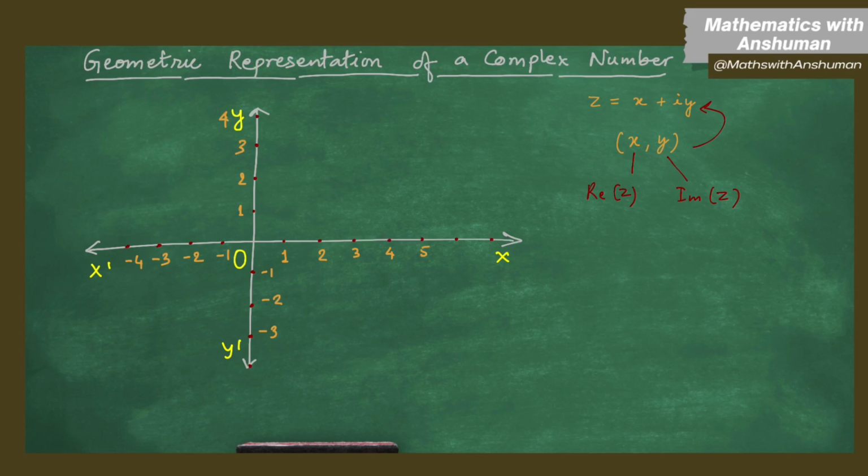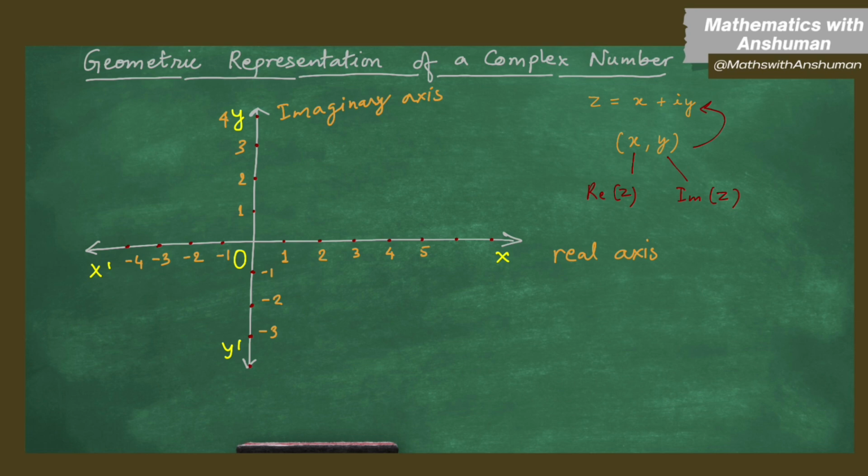Argand plane or Argand diagram is a coordinate system where the horizontal axis or the x-axis represents the real part of a complex number. That's why we can give the name to the x-axis as the real axis. And the vertical axis or the y-axis represents the imaginary part of the complex number. That's why we have a name for the y-axis as the imaginary axis. And distinct points on this plane represent distinct complex numbers.